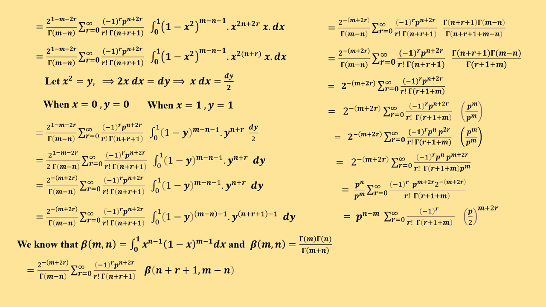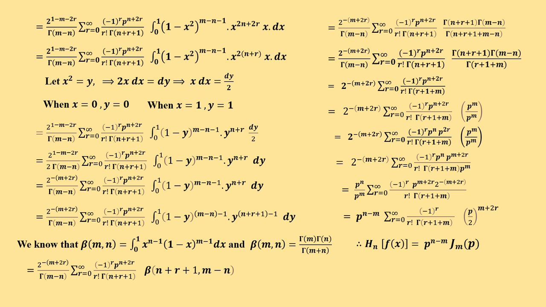So p^m in the denominator becomes p^(-m), grouping that p^(n-m), summation r equal to 0 to infinity (-1)^r by r! Γ(r+1+m). Then we are grouping p and 2, so p by 2, because 2^(-m+2r) you are having, so it will go to the denominator, then it will become 1 by 2^(m+2r), so p into 1 by 2, so (p/2)^(m+2r). Therefore the Hankel transformation of f(x) is equal to p^(n-1) times J_m.